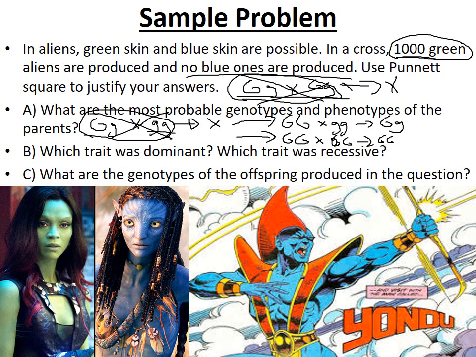So which trait was dominant from the previous question? Well, we know it was green. Which was recessive? We know it was blue. What are the genotypes of the offspring produced in the question? Well, we know in this case that it could either be this or this, depending on what the scenario is that we have. I'd have to give you more information, but I want you to think that there are multiple answers to some of the questions.